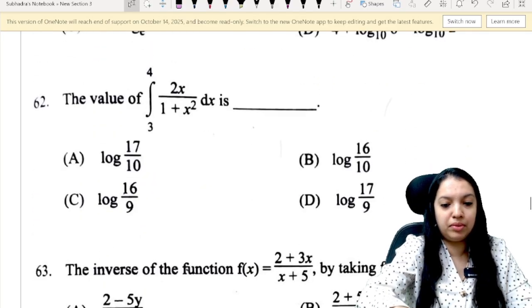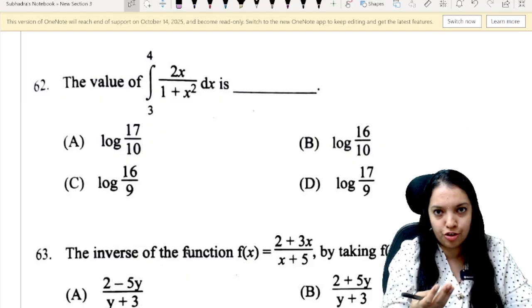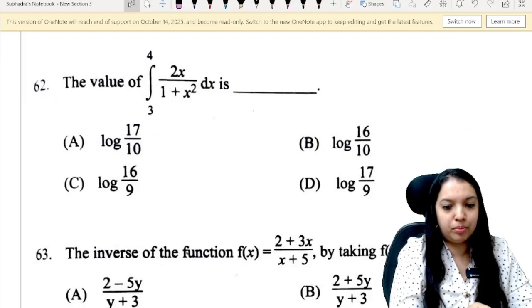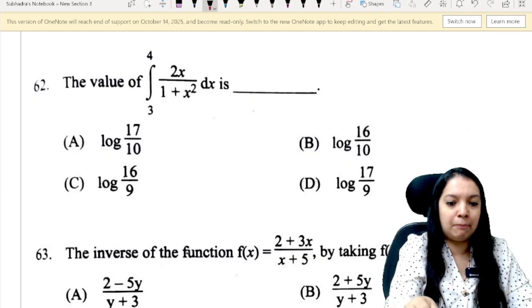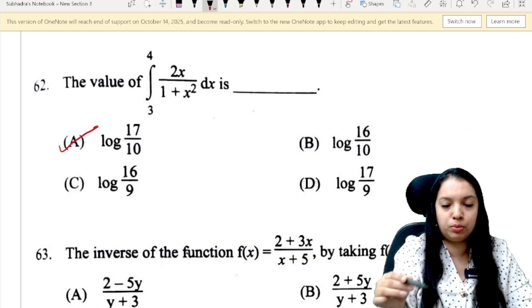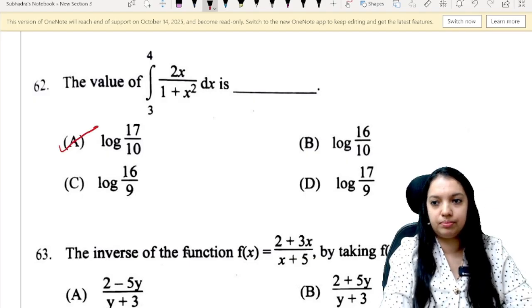Another question from definite integration, again application of property. You will apply the property as log, and this value turns out to be log 17 minus log 10, which is option A, log 17 by 10.